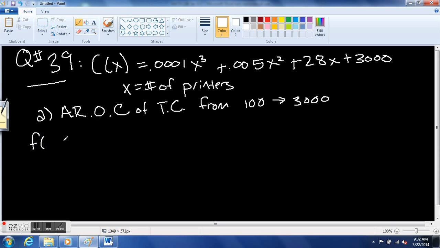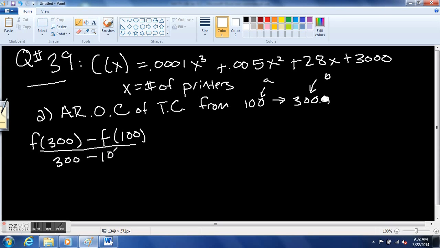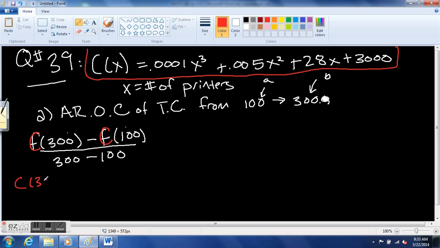So the way you do this, you think, well, I'm just going to go to my formula. In this case, this 100 is like the A, and the 300 is the B. So you take f of 300 minus f of 100, all divided by 300 minus 100. So now we need to plug in numbers for f of 300 and f of 100. And remember, this is our function. So I'm saying f, but really I should be saying c of 300 and c of 100. So, C of 300, what is the cost function when we are making 300 printers? That is, how much does it cost us to make 300 printers?